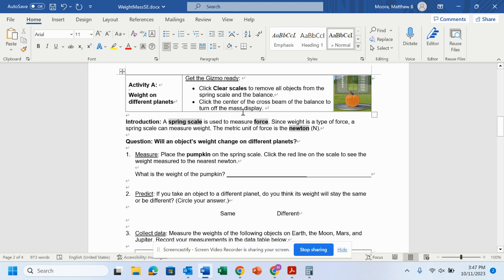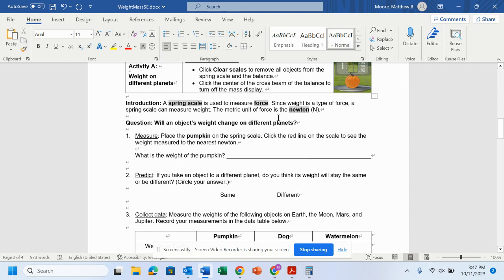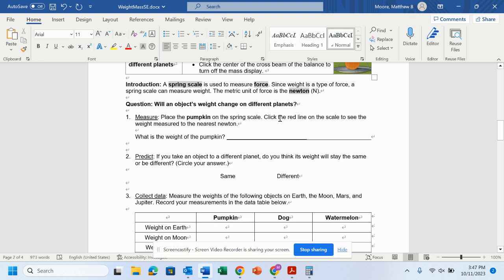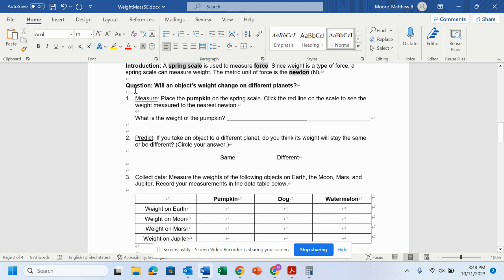Activity A, weight on different planets. Click clear scales to remove all objects from the spring scale and the balance. Click the center of the crossbeam of the balance to turn off the mass display. A spring scale is used to measure force. Since weight is a type of force, a spring scale can measure weight. The metric unit of force is called the Newton, or an N for short.